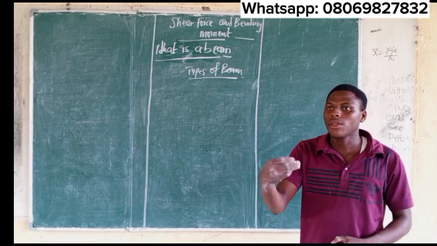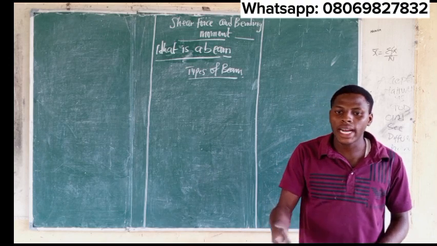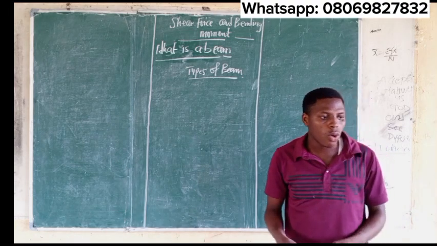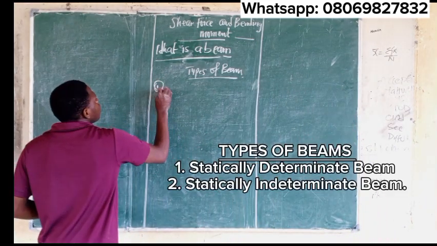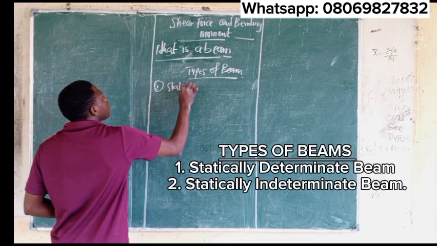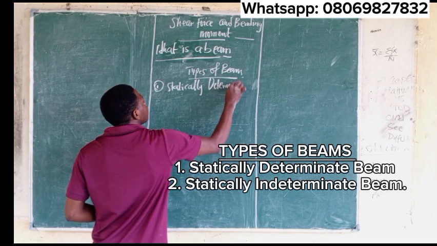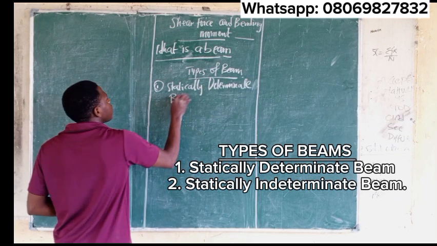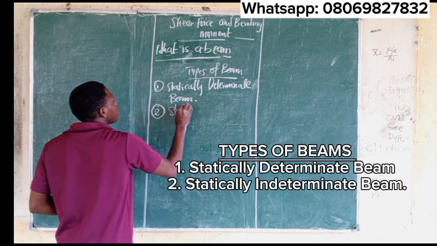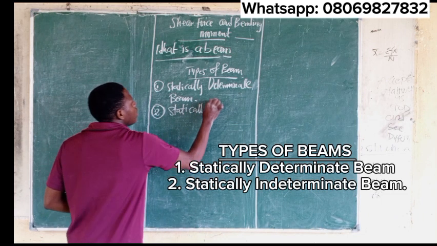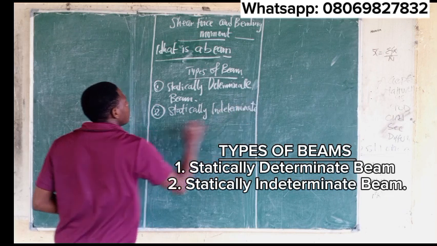You can take this down. Basically, we have two types of beams. The first one is what we call statically determinate beams, and the second one is what we call statically indeterminate beams.